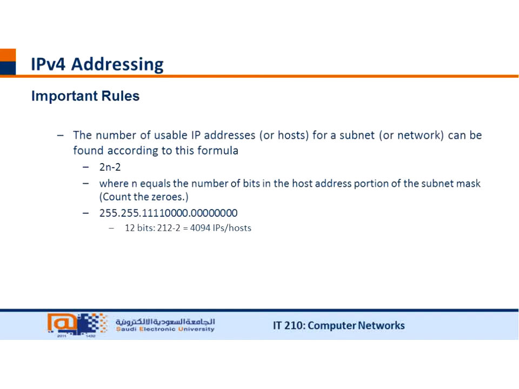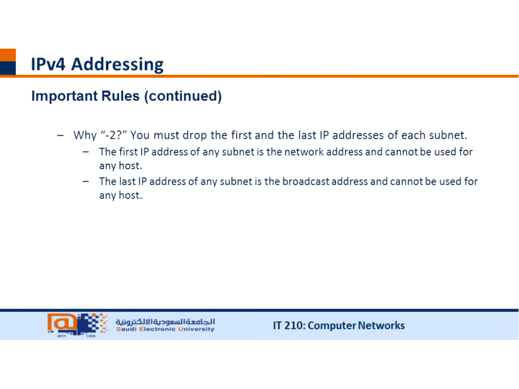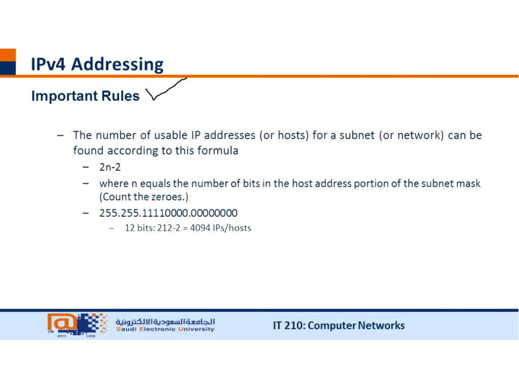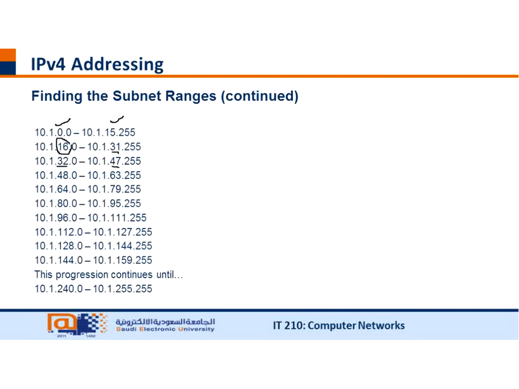There is an important rule that the number of usable IP addresses for a subnet or a network can be found according to this formula: 2^n minus 2, where n equals the number of bits in the host address portion of the subnet mask. So we have 255.255 and .1111, then the rest are zeros. This point I will explain in class, because for this I have to give you some examples also. It will be more clear if we are in class face to face.